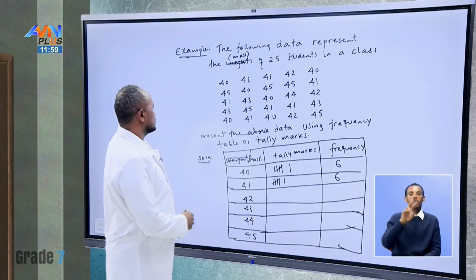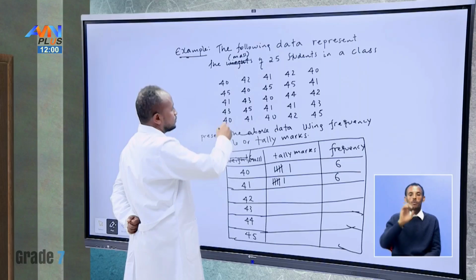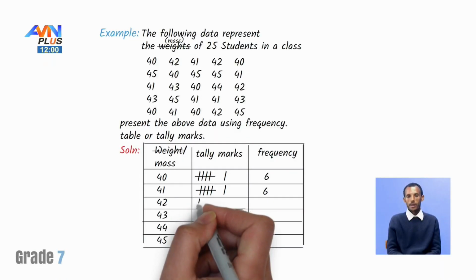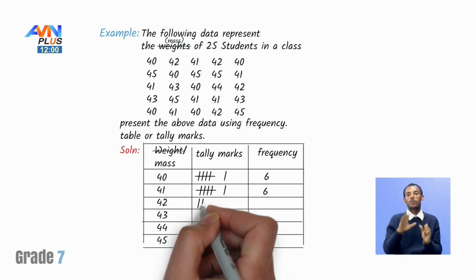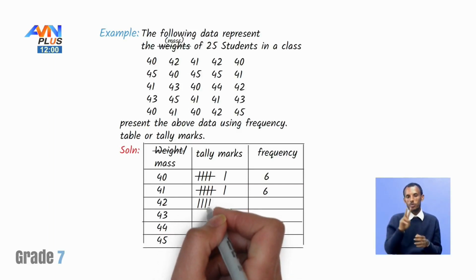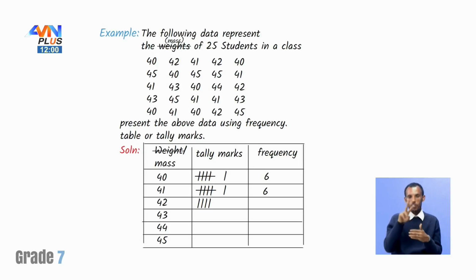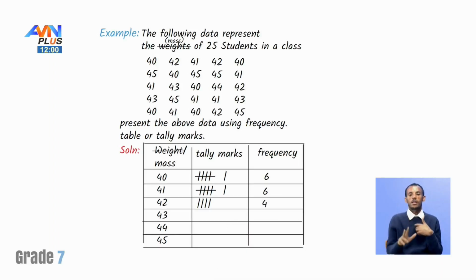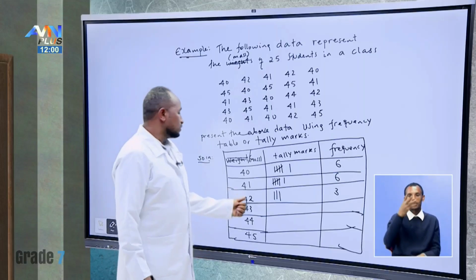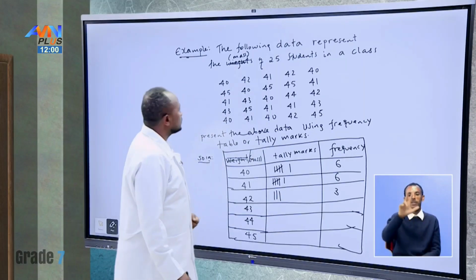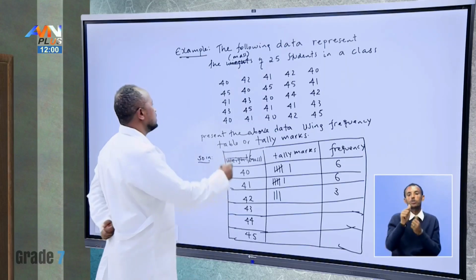Now let's continue to 42. Let's count 42. Here we don't have 42. Here we have 1. Okay, let's continue. There is no 42 here. Here we have 1, 42. Here we have another 42. Therefore, we have 3 42s. So 42 kg happens 3 times. Its frequency is 3.